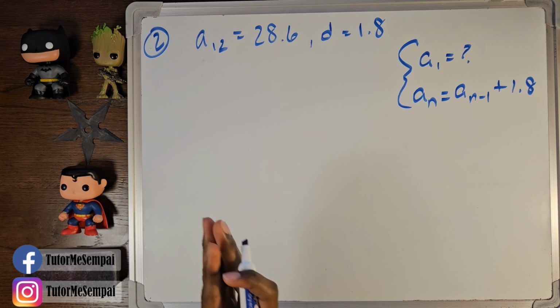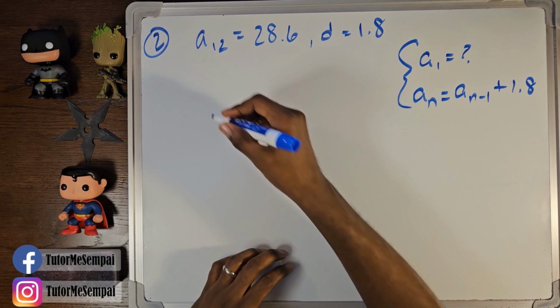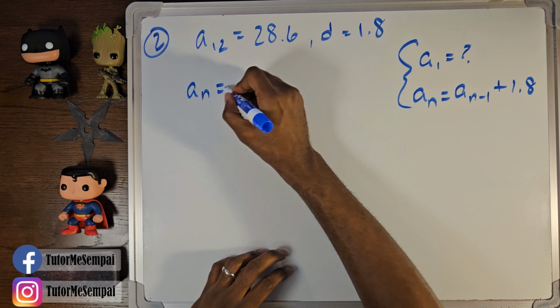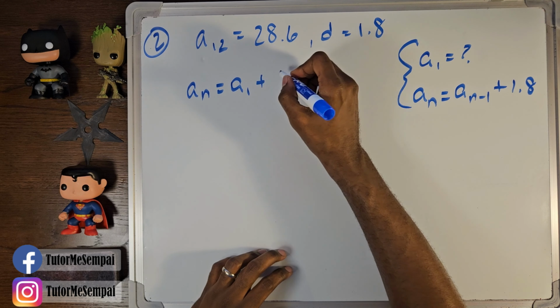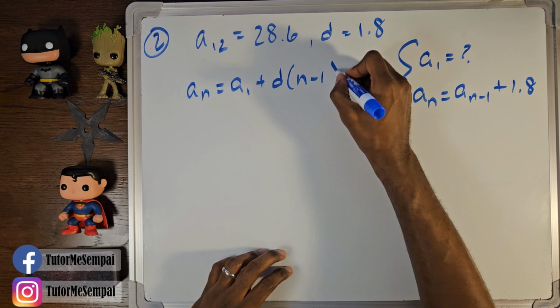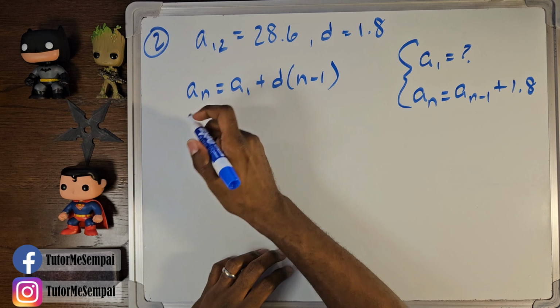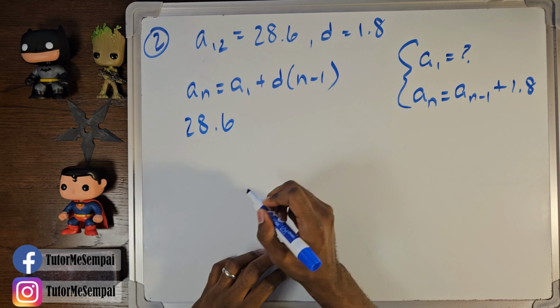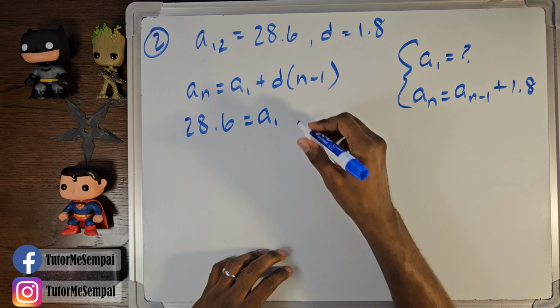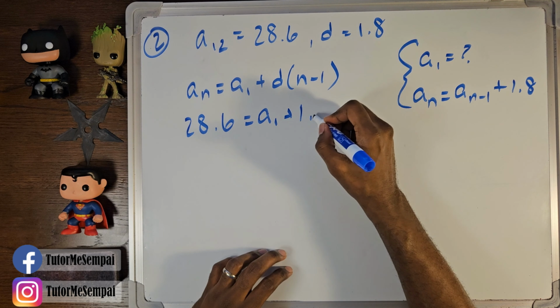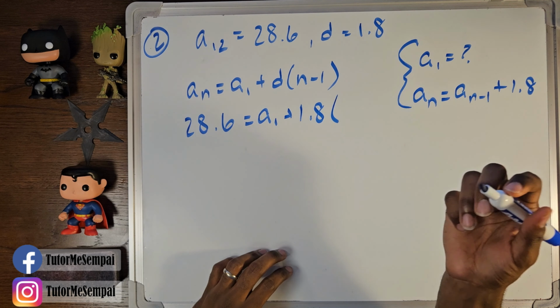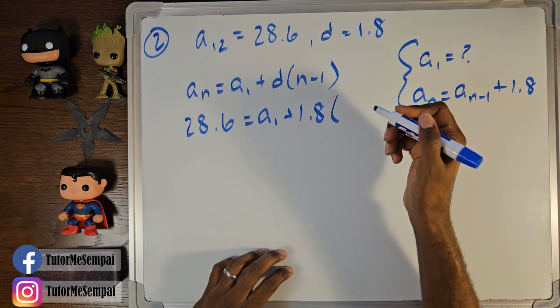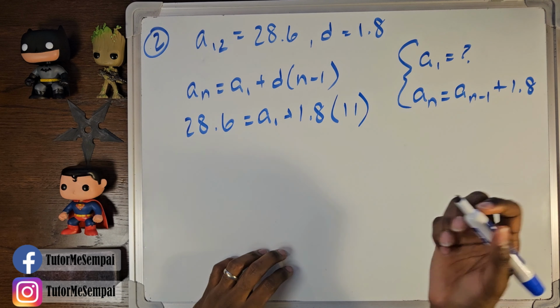So let's start with our general form of our explicit formula. A sub n equals a sub 1 plus d times n minus 1. We know our a sub n is going to be a sub 12, which equals 28.6. We don't know what a sub 1 is. We know what our d is, 1.8. And of course, we know what n is. N is 12, so n minus 1 is going to be 11.